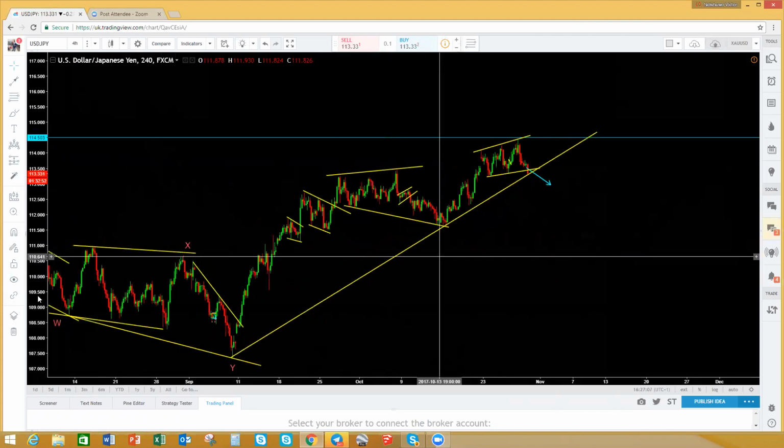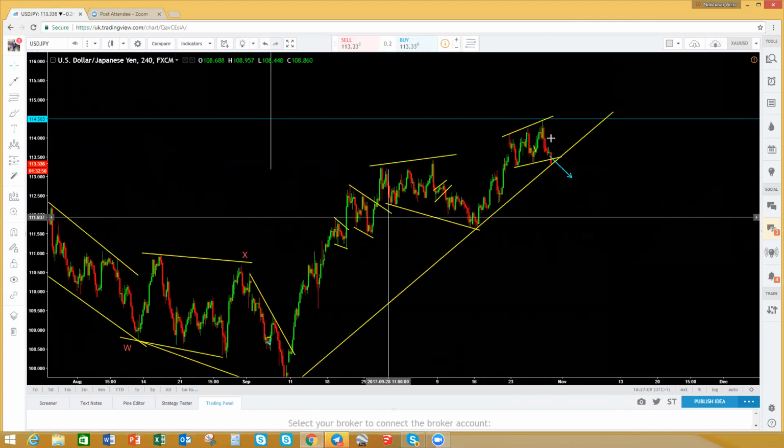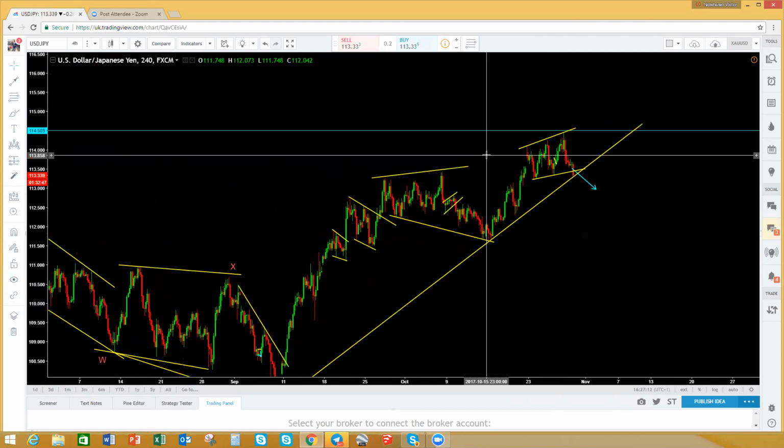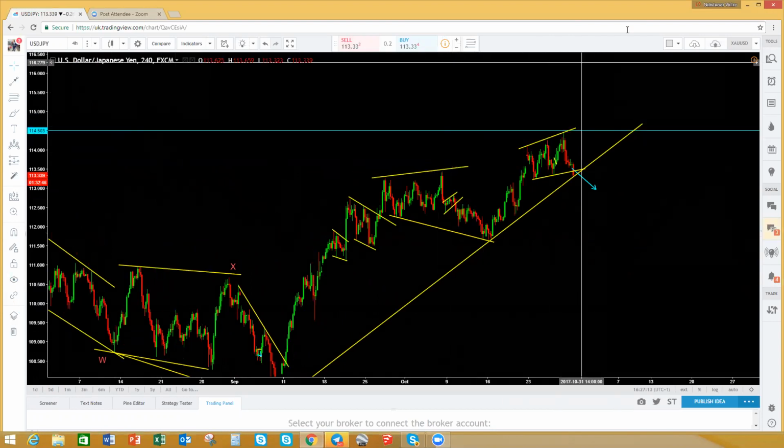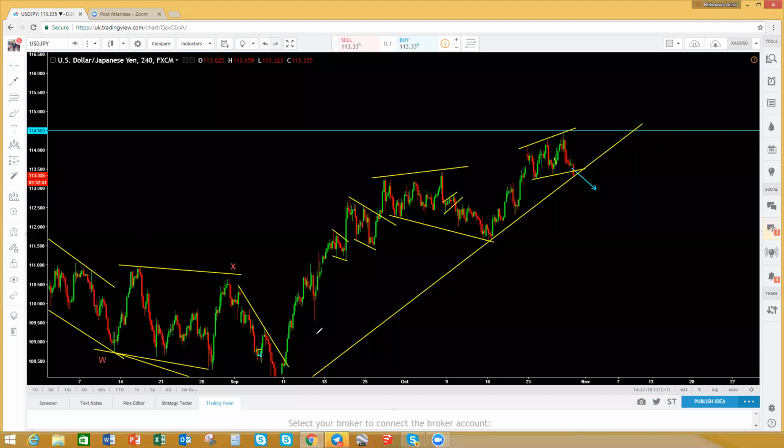Right, so you can see that it is breaking this channel. Remember, on all the corrective structures that I spoke about, I never spoke about a channel. That's because it is not there in the Elliott wave theory. So here we had the impulse, and we got this correction. We got this correction here. Right, so here we're getting another impulse.